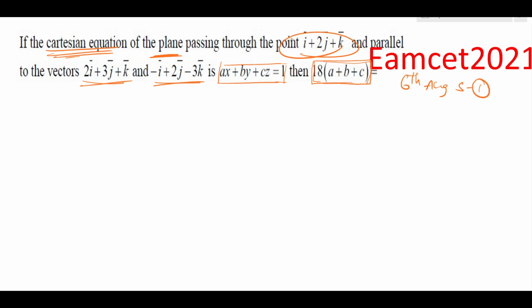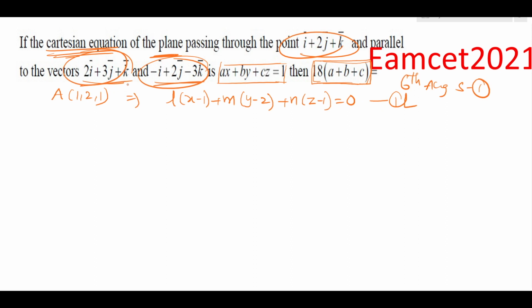Here the plane is passing through the point i plus 2j plus k. Here the given point capital A is 1, 2, 1. That means the plane passing through 1, 2, 1 is l into x minus 1 plus m into y minus 2 plus n into z minus 1 is equal to 0. So this plane is parallel to the vectors 2i plus 3j plus k and minus i plus 2j minus 3k. That means 2l plus 3m plus n is equal to 0. This is the first equation, and the second one, minus l plus 2m minus 3n is equal to 0. This is the second equation.